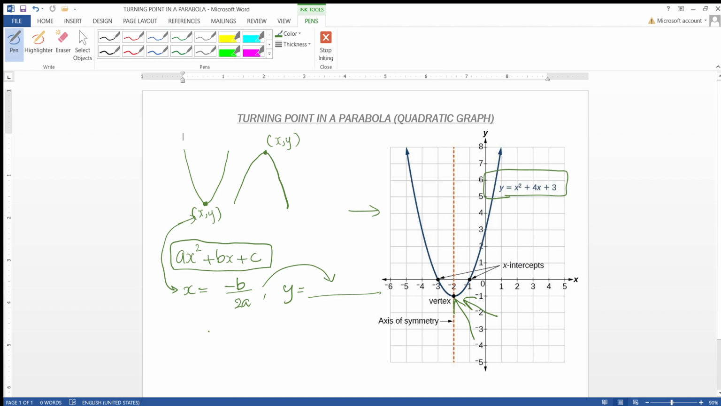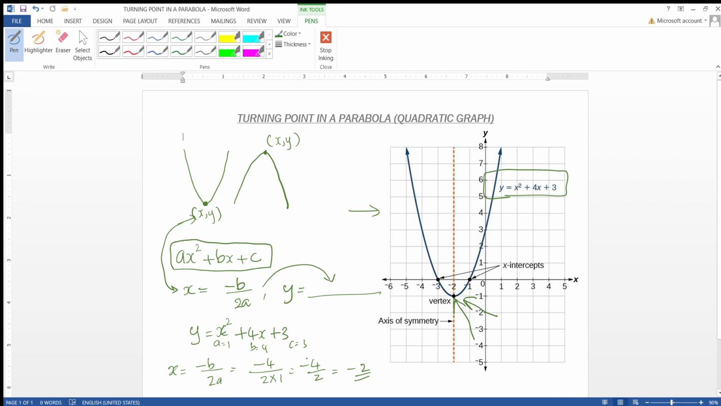For example, here itself, y is equal to x square plus 4x plus 3. So how can we find its x coordinate? The x coordinate of the turning point is minus b by 2a. So a equals 1, b equals 4 and c equals 3. So what's minus b by 2a? Minus 4 by 2 multiplied by 1. So minus 4 by 2, that is minus 2.